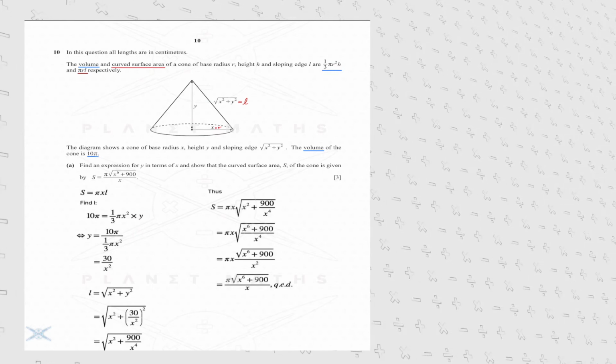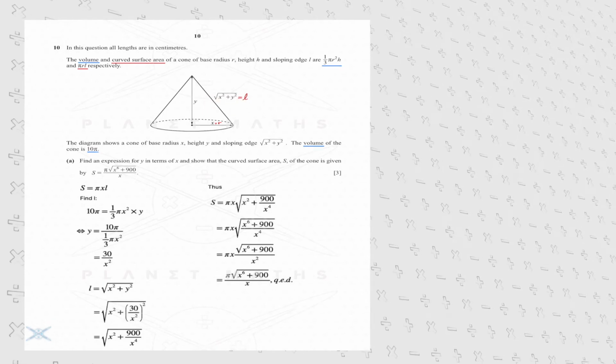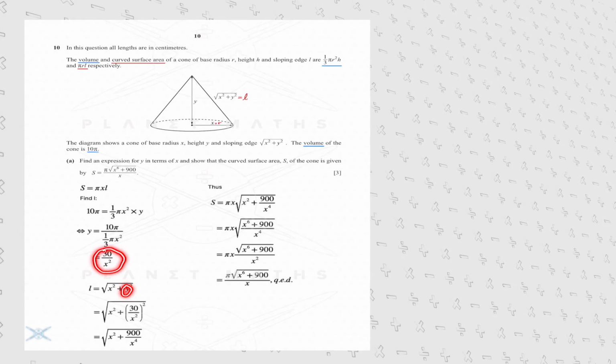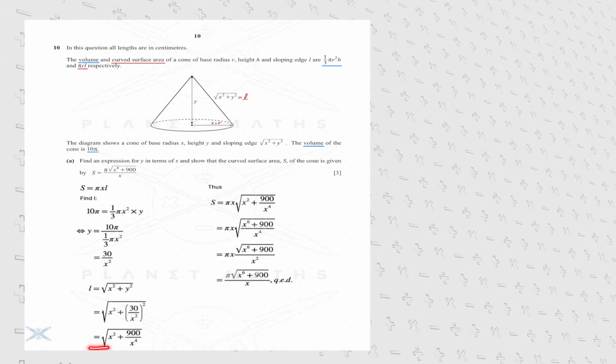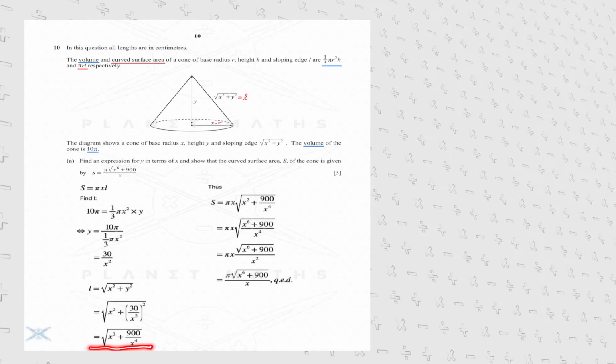Now we can work with the fact that L is represented by this root expression. Therefore we can substitute y for the expression that we've just determined, 30 over x squared, where after simplification we can conclude that L is the square root of x squared plus 900 over x to the power of 4.